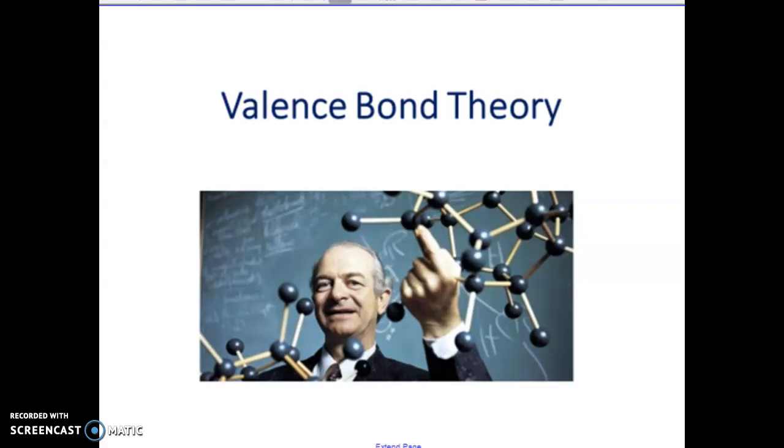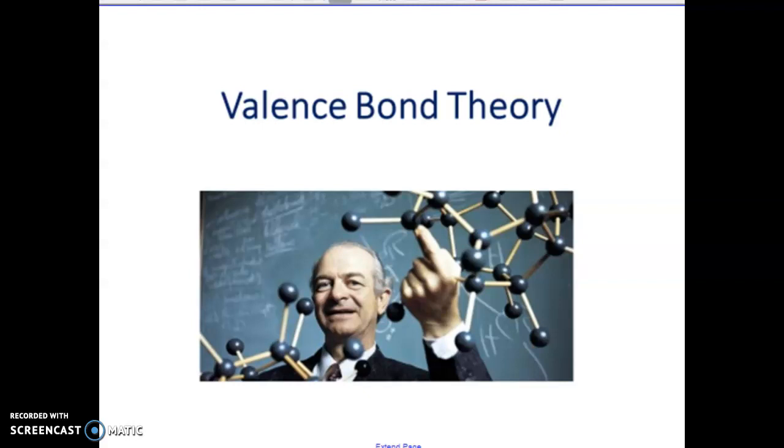Okay, so what we're going to be looking at today is looking a little bit further into the Lewis structure of molecules, but more so incorporating the idea of orbitals and looking at the bonding that happens with orbitals when those happen.